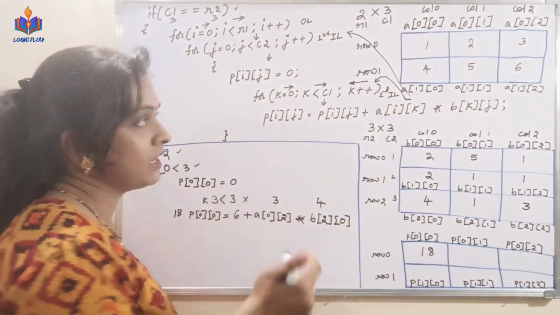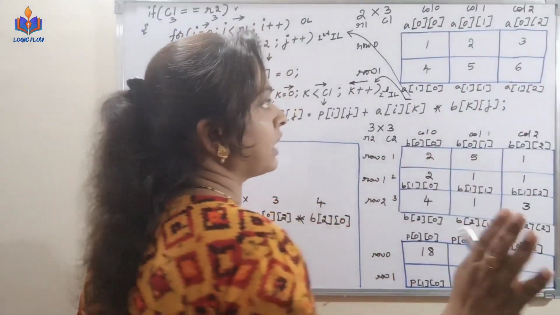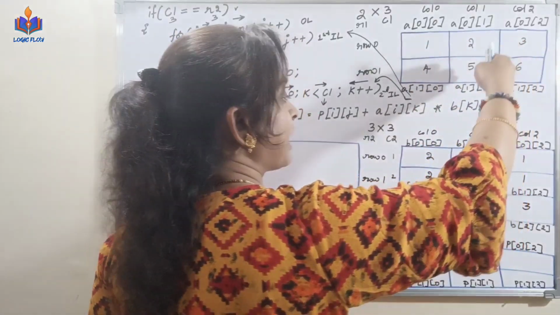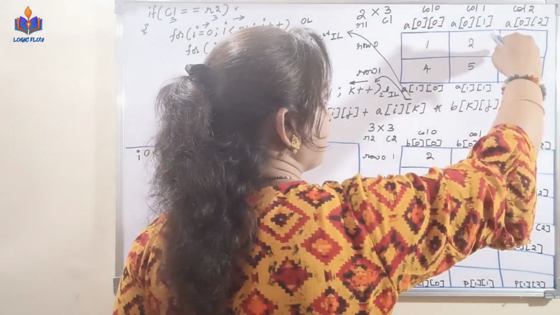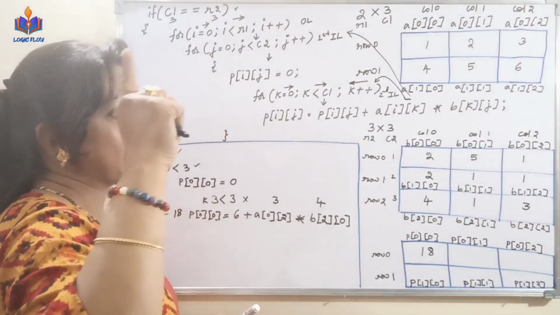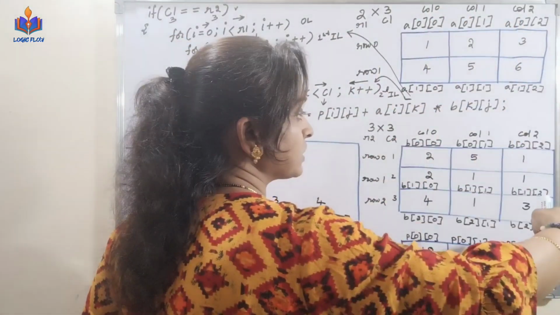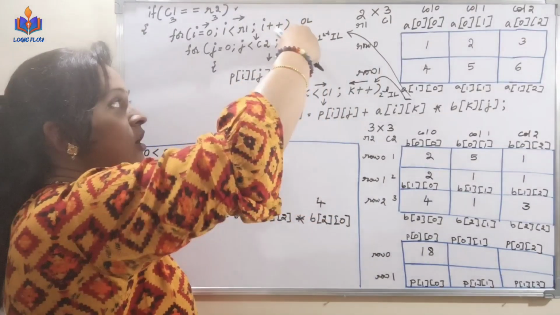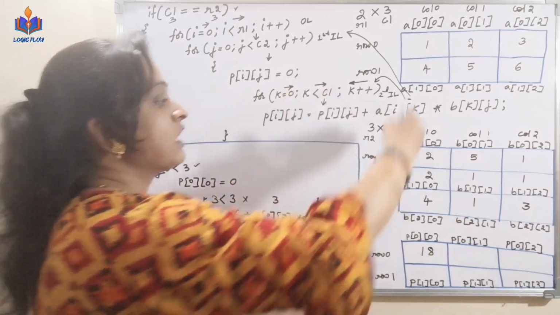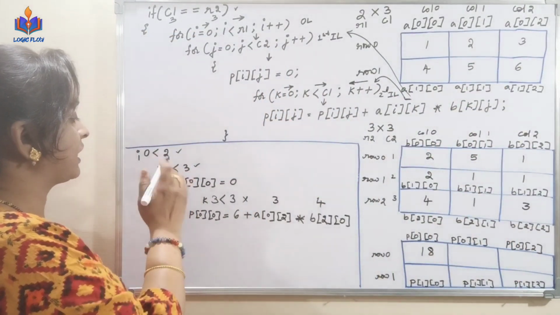Now what happens? See, 1 into 2 plus 2 into 2 plus 3 into 4 done. I got the first cell value. But the same row has to be multiplied with the second column and the same row with the third column. Already I have told you, this I loop is taking care of rows and J loop is taking care of the number of columns. So to get to the next column, J has to take care of it. First column done, I have to go to the next column. So J gets increased, J becomes 1.